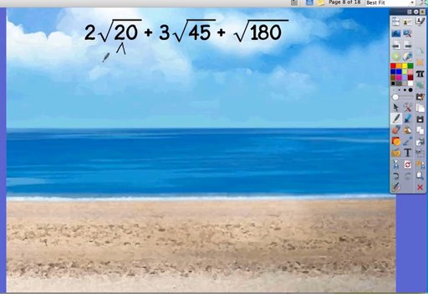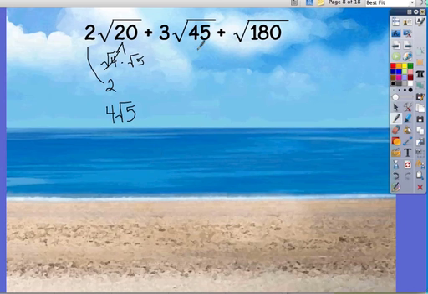So the square root of 20, I know that the square root of 4 times the square root of 5 will give me the square root of 20. 4 is a perfect square. This becomes 2. Remember my outside numbers here, I multiply together. So 2 times 2 is 4, and I'm left with square root of 5.